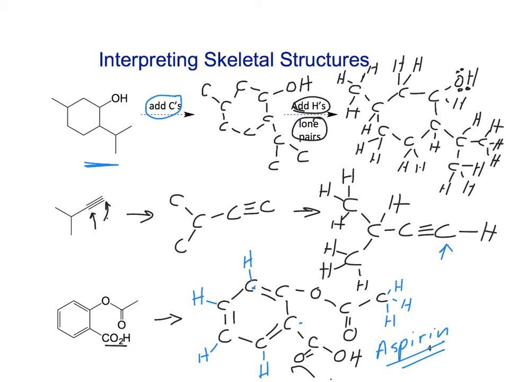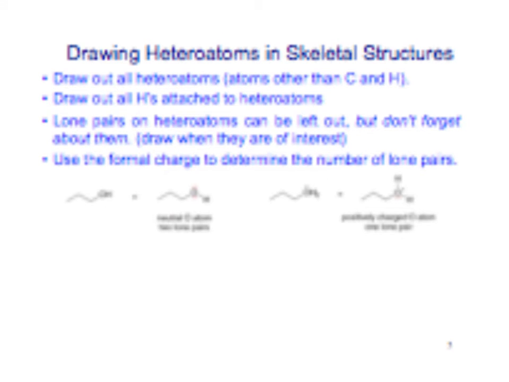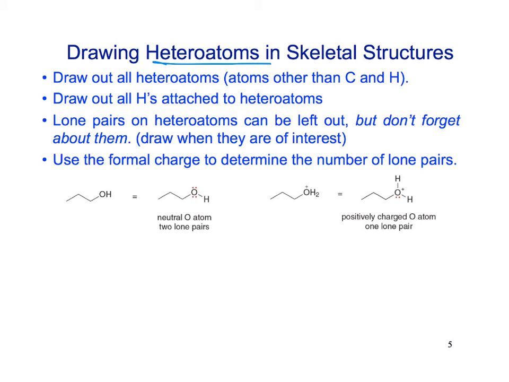Let's do one more problem. A few little tricks to drawing skeletal structures as well. What about when we're drawing heteroatoms? Heteroatoms are atoms other than carbon or hydrogen, so oxygen or nitrogen or chlorine or bromine, things like that. We're going to draw out all heteroatoms. There's no shortcut to those. We have to draw them out.